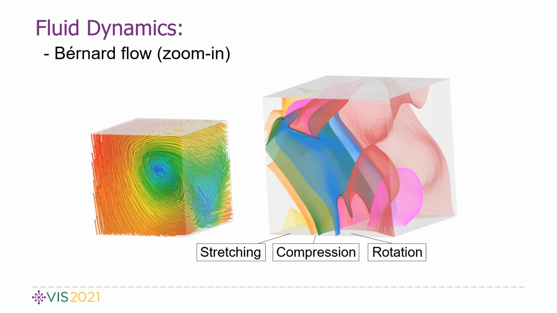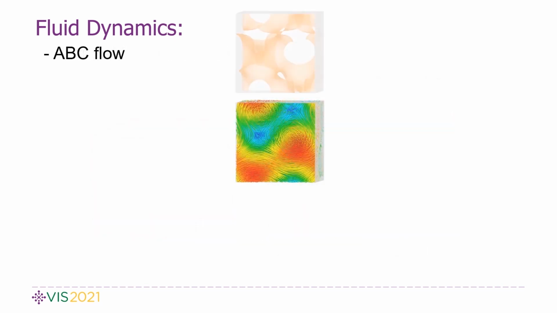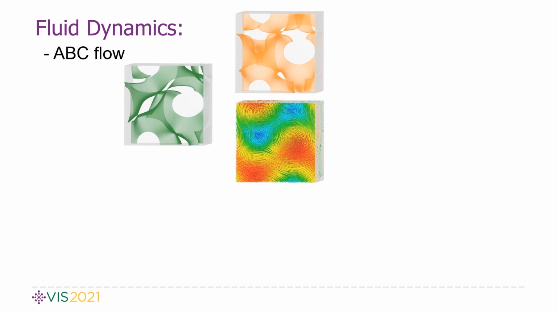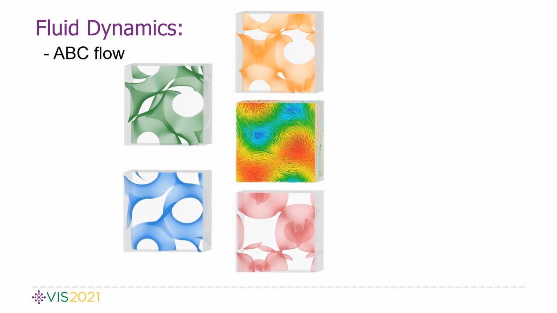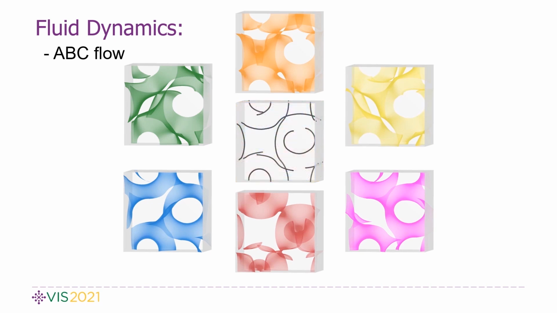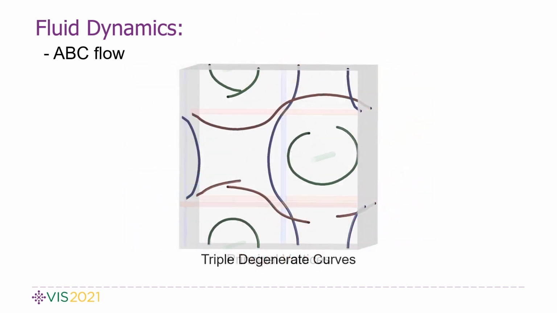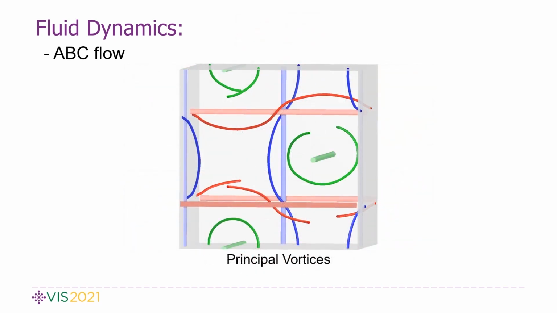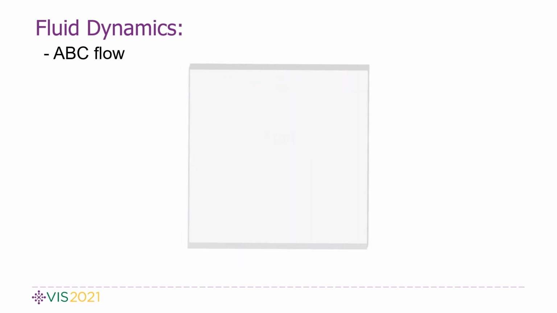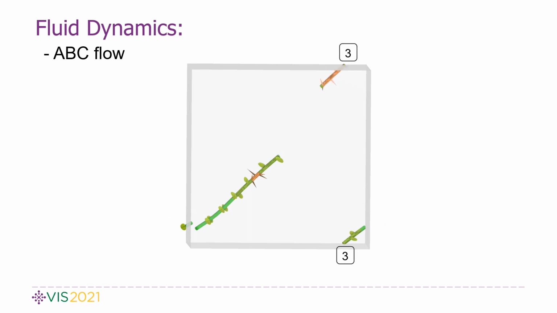the underlying physics. In this ABC flow, we also visualize the features of the velocity gradient tensor field. We notice that there is a one-to-one correspondence between the set of triple degenerate curves and the 6 principal vortices of the ABC flow. We also trace our hyperstring line from the center of the cell, which shows not only the eigenvector field but also the other eigenvectors or dual eigenvectors.